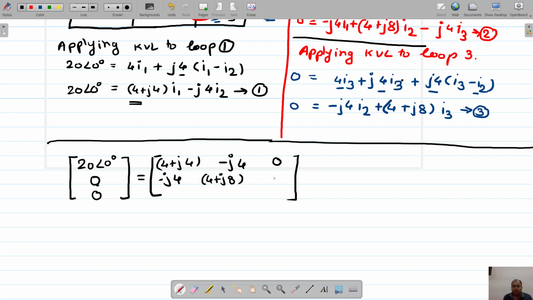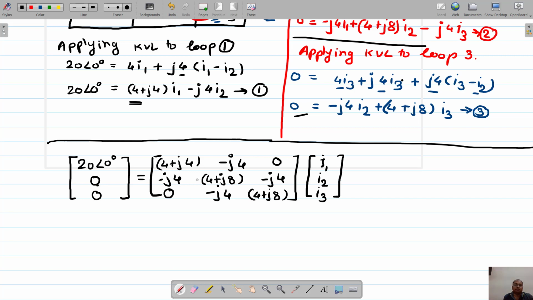And finally the last term is nothing but minus j4. Okay, and let us now write the coefficients of the third equation. It does not consist of any I1 term, so write it as 0. The I2 term is nothing but minus j4. And the last term is nothing but 4 plus j8. Is that fine? And the column matrix consists of I1, I2 and finally I3. So this is nothing but the matrix form.